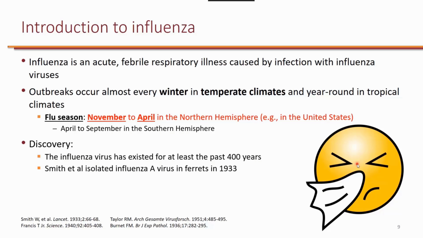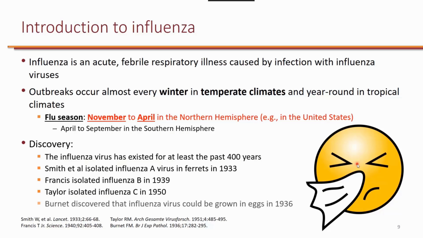While influenza has existed for at least the past 400 years, it was actually isolated in 1933. So influenza A was the first that was discovered, followed by influenza B and C in 1939 and 1950. And then in 1936, we had a huge discovery that influenza virus could be grown in eggs, which gave us the ability to develop vaccines against influenza.